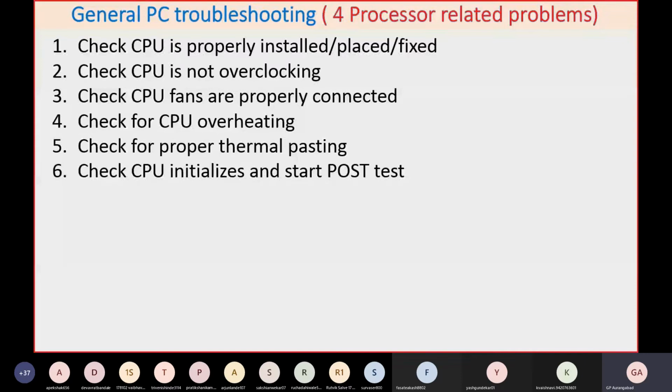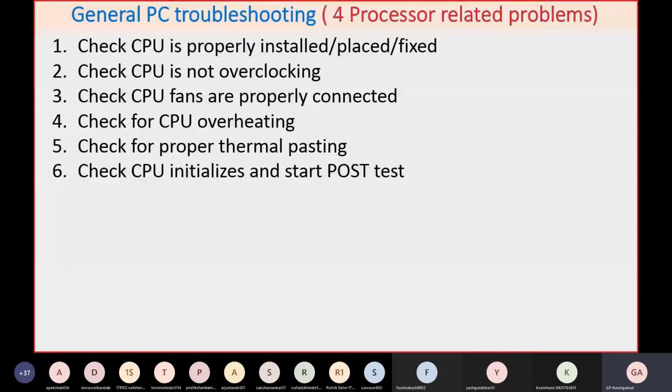Then you also have to see in the BIOS that your CPU is not overclocked. CPU fans should be properly connected, because nowadays, whatever the core CPUs are, they require additional fans for cooling purposes. See that these are properly connected.